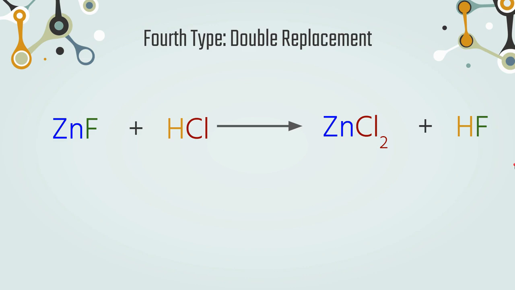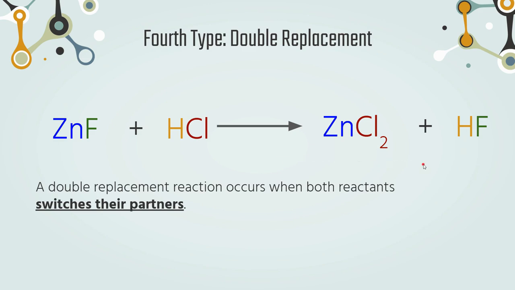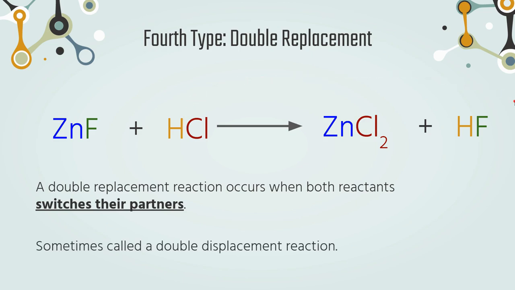Next, we have our double replacement. These are very similar to single replacements, except instead of one atom switching with its partner, we have 2 atoms switching their partners, or rather 2 elements switching their partners. In this, we start with zinc fluoride and hydrogen chloride, and we're forming zinc chloride and hydrogen fluoride. Essentially, the zinc and the hydrogen switched their partners. This is also sometimes called a double displacement reaction.